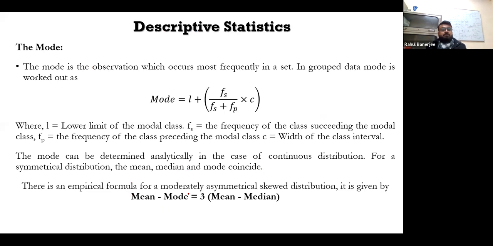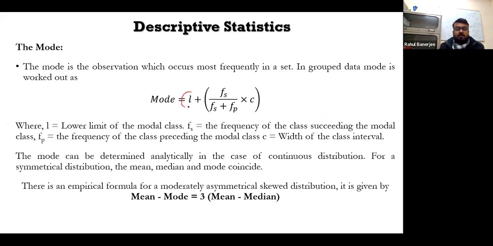Next, we have something known as the mode. So we saw mean, we saw median. Now it's something known as the mode. So what is basically the mode? The mode is the observation which occurs most frequently in a data set. So the data value that has got a maximum frequency is generally known as a mode. For a grouped data set, the mode is calculated using this formula.